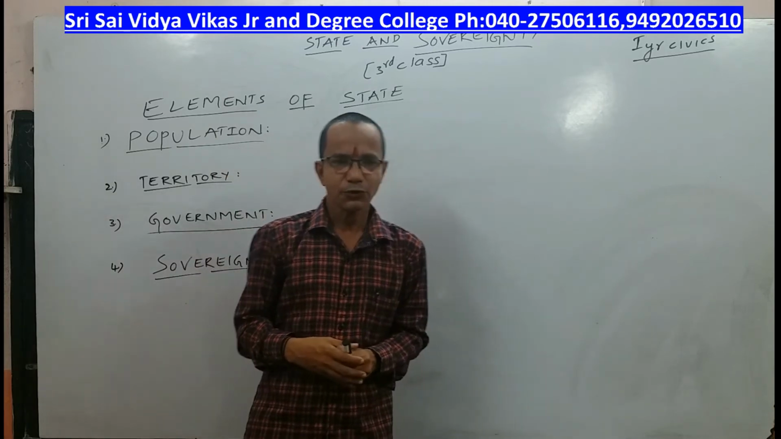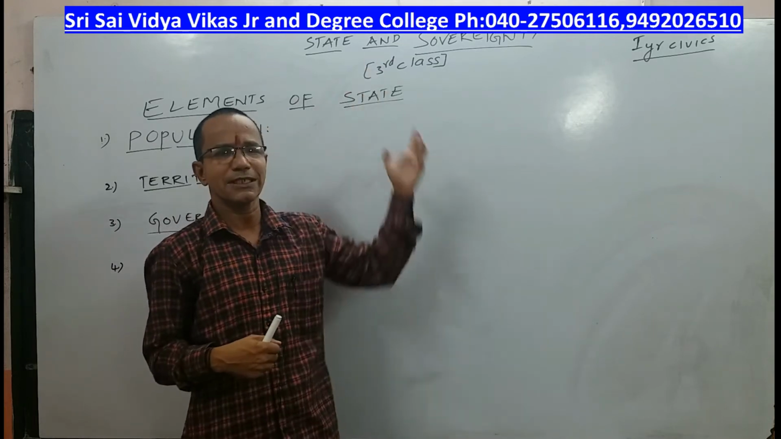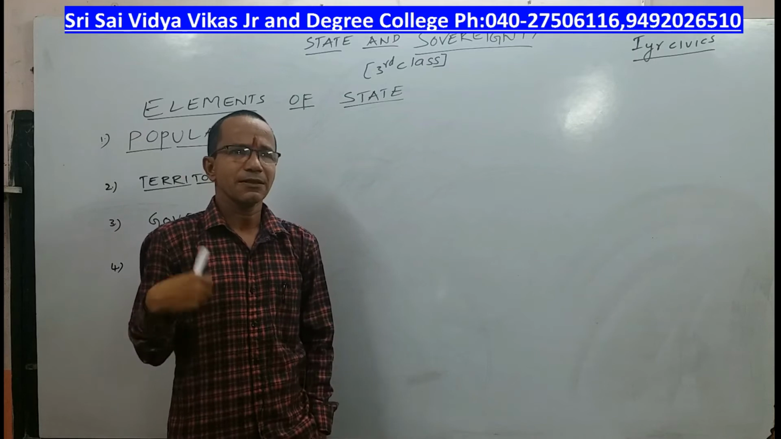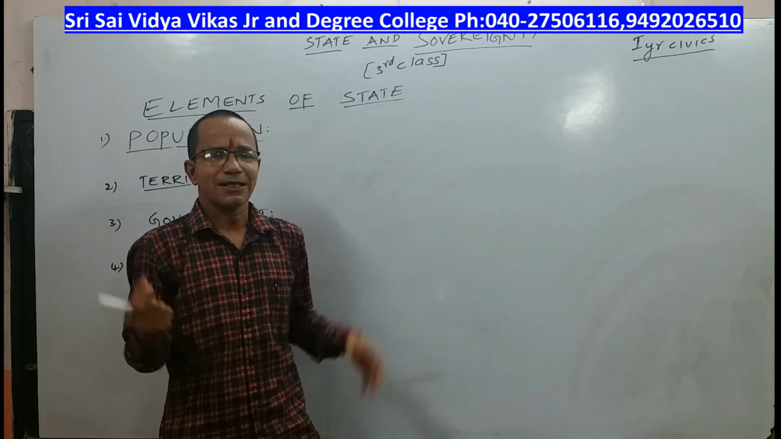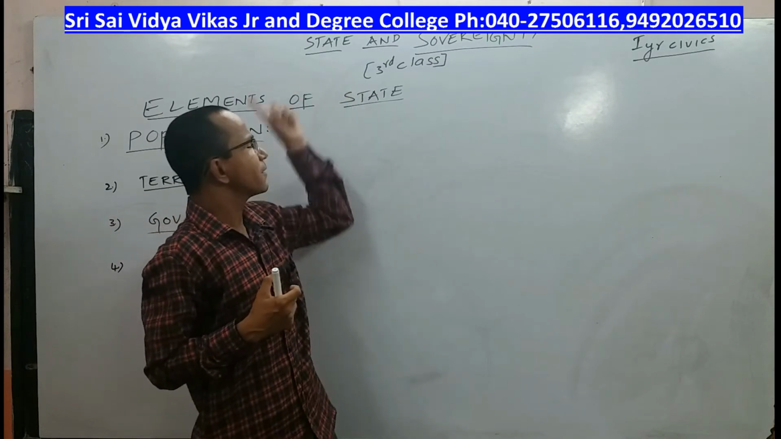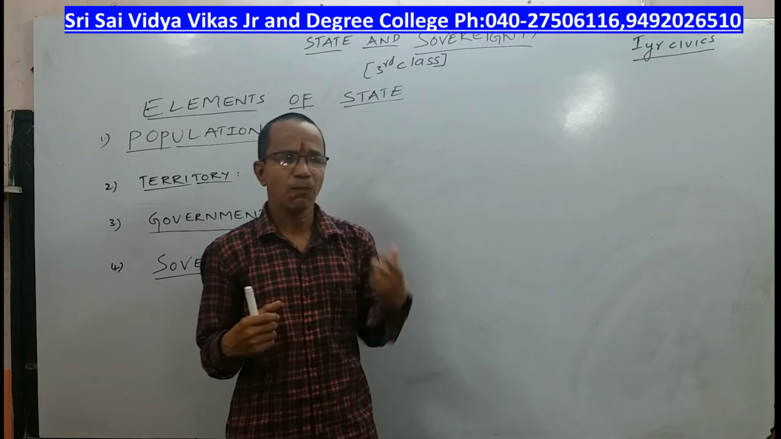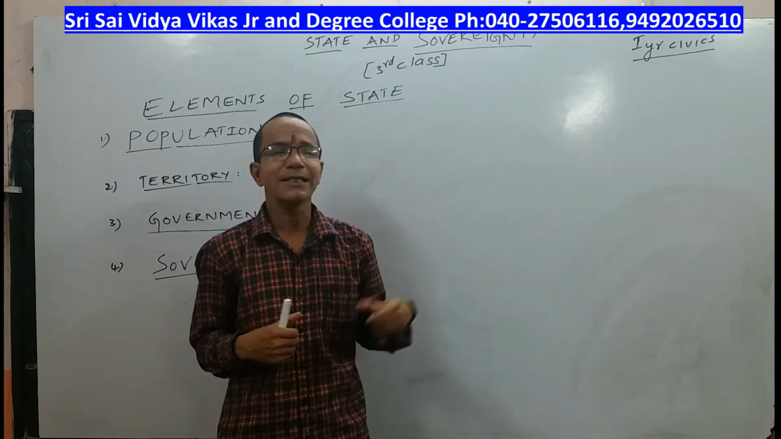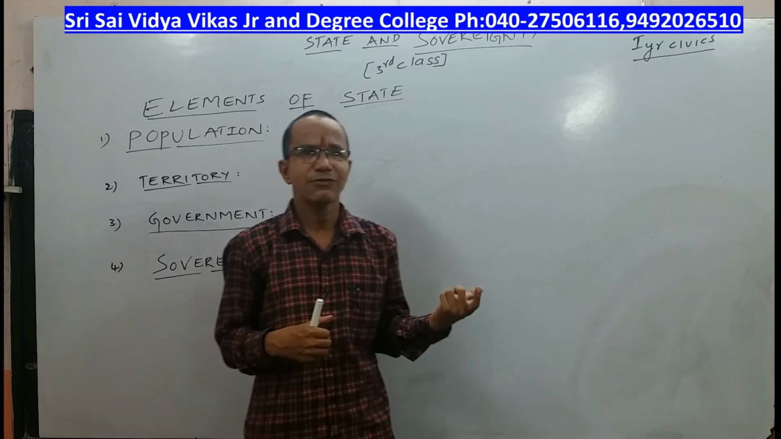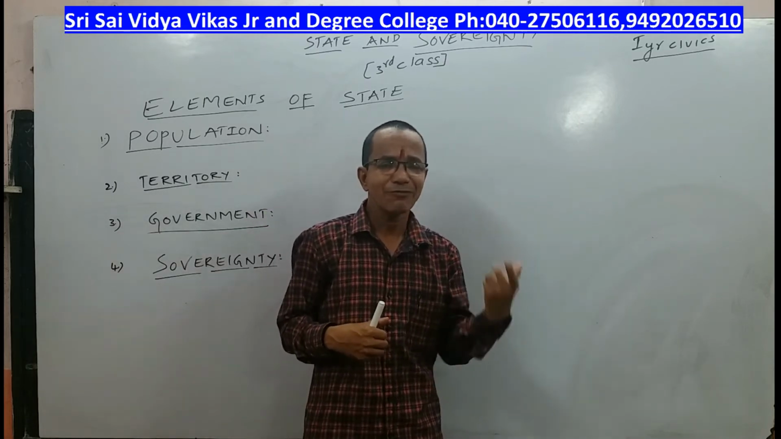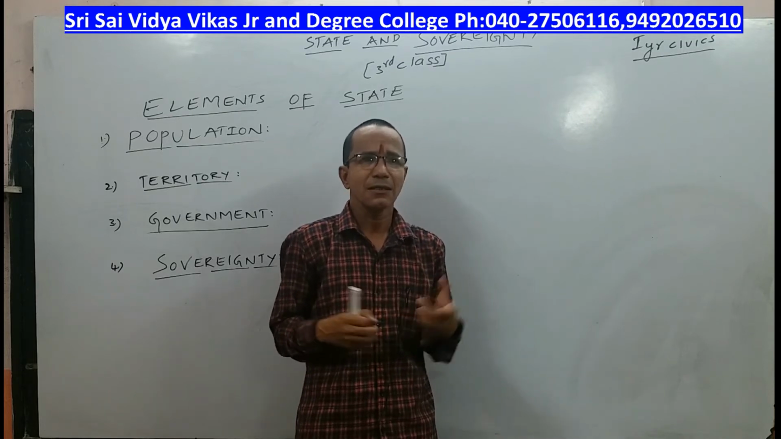So, you know that we are discussing the topic of state and sovereignty. In our last class, we tried to understand the definition of the state given by different political scientists. We discussed the definition of Garner.